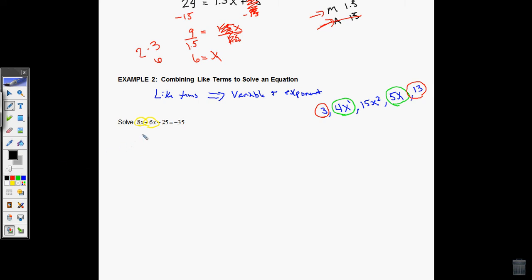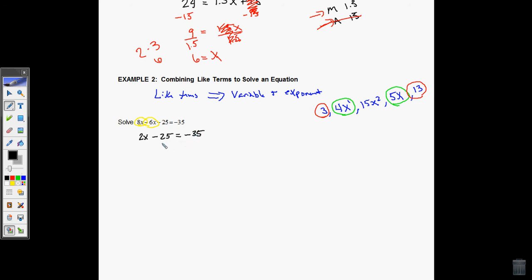When I do that, I get 2x. I haven't touched the minus 25 yet, so that's going to stay. And I have negative 35 on this side as well. Now that I've combined all of the x terms on the left, let's combine all the numbers on the right.